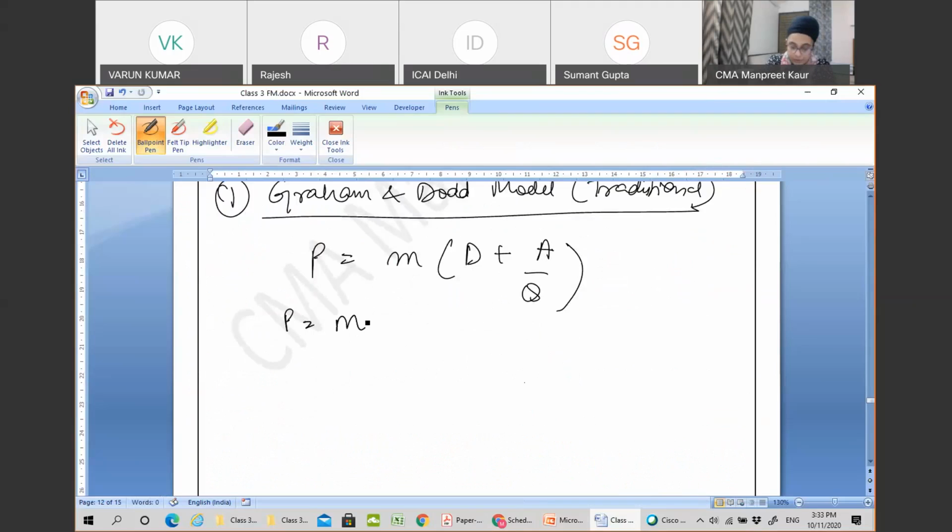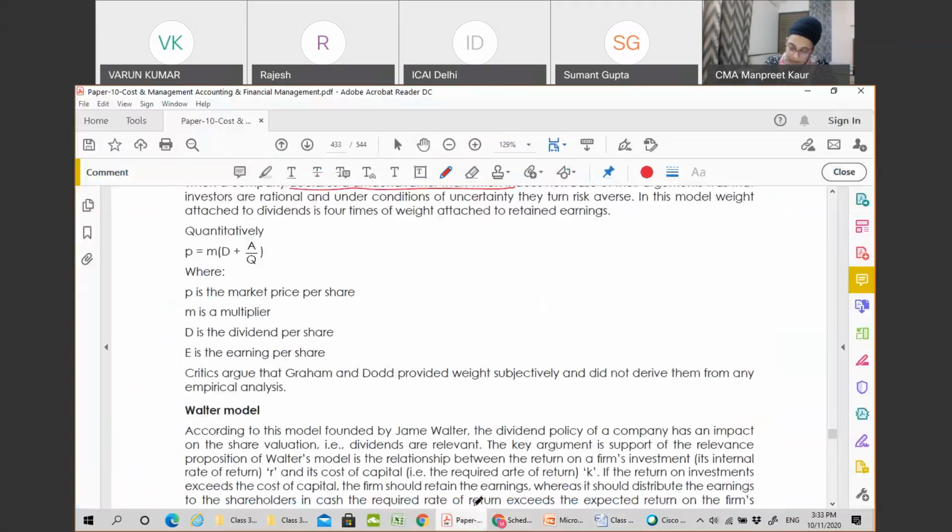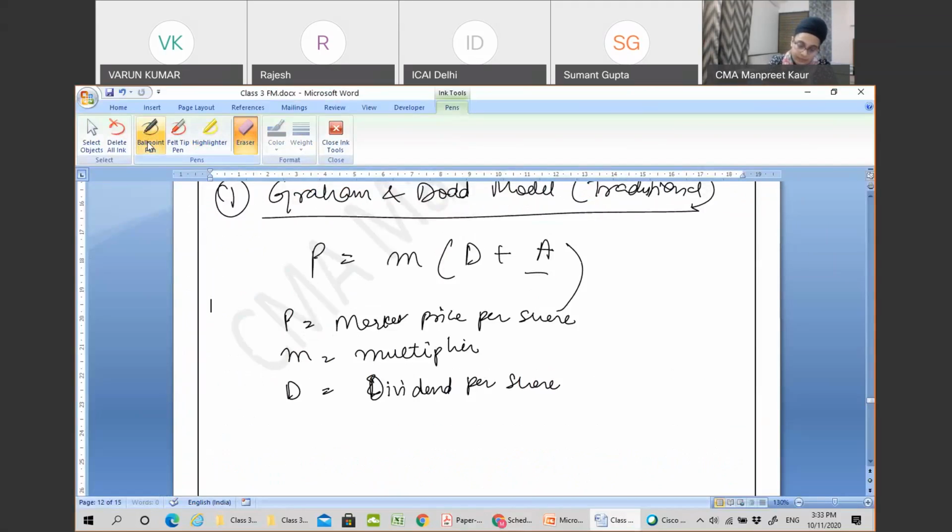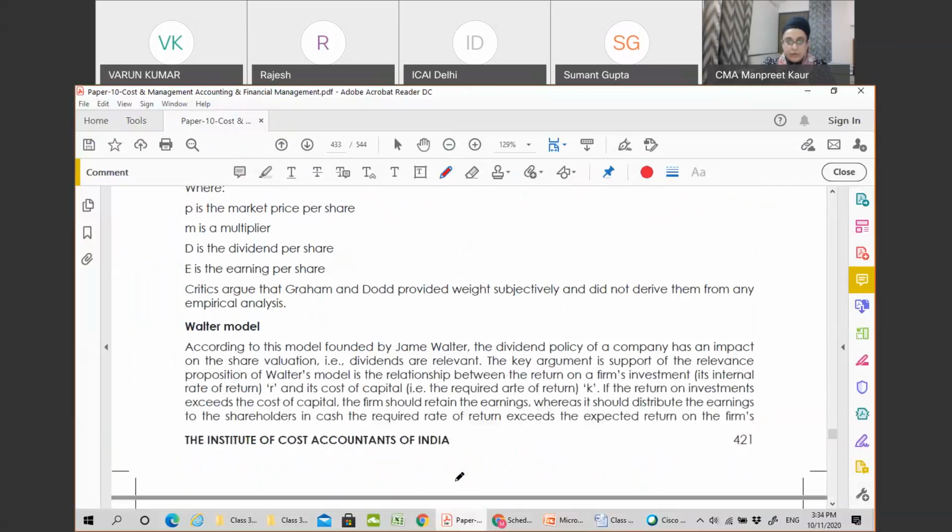Whereas P is equal to market price per share, M is equal to multiplier and D is equal to dividend per share, and here E is equal to earning per share. This is the Graham and Dodd model.